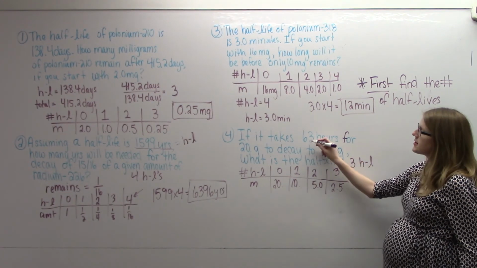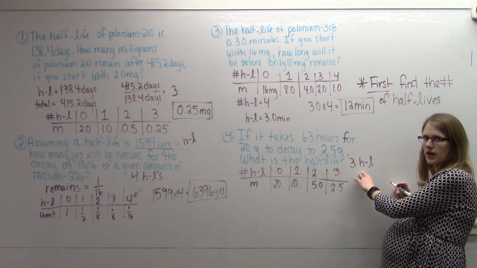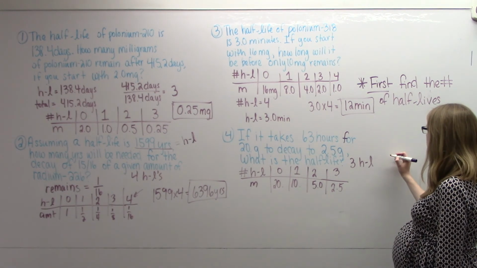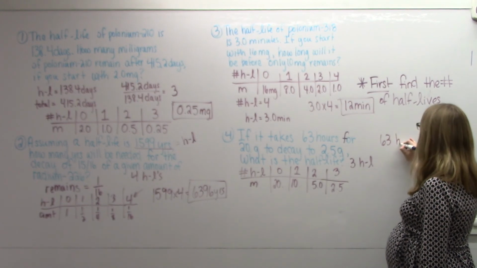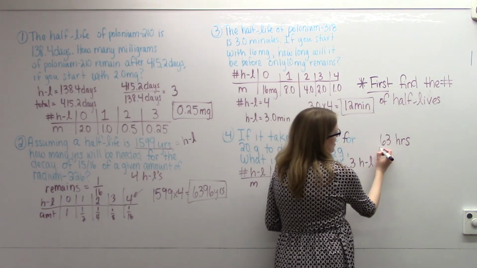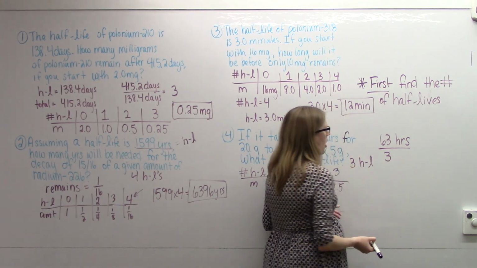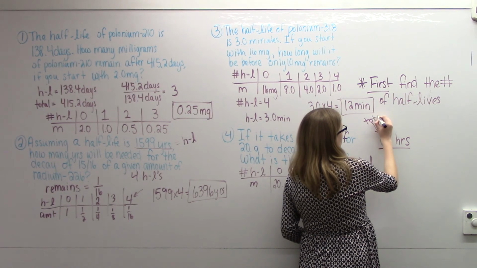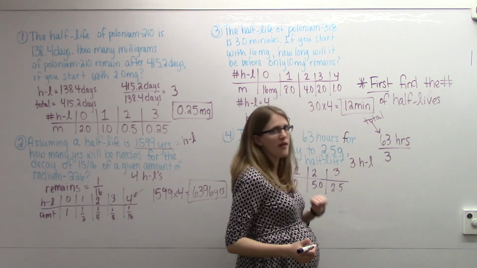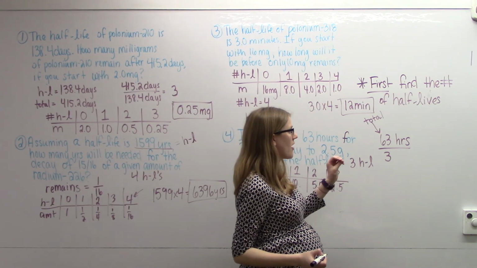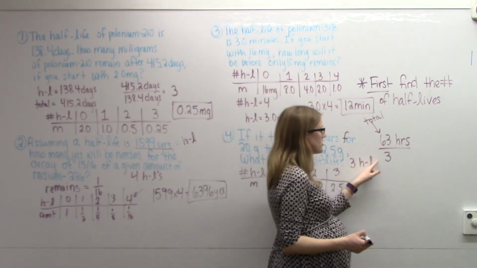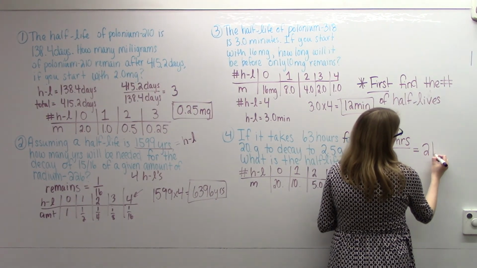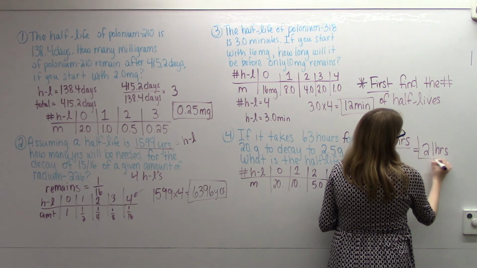We know it takes 63 hours to get through 3 half-lives. We're trying to figure out the time for 1 half-life. So we're going to take 63 hours, I'll move over here so you can see that, divided by 3. Why? This is the total time. And the total time consists of 3 half-lives. We're trying to figure out the time for 1 half-life. So you divide them. And when you divide those, you get 21 hours. And there is your answer.